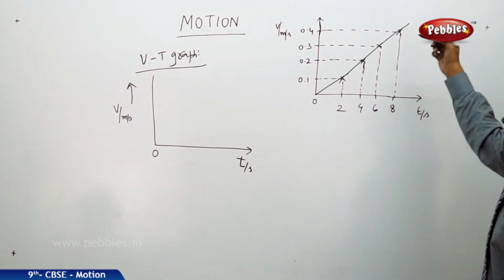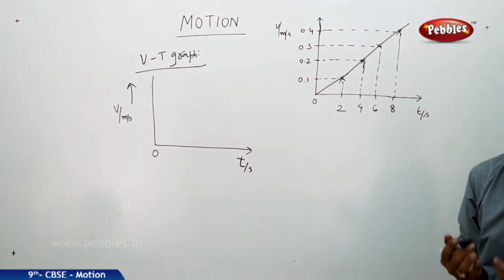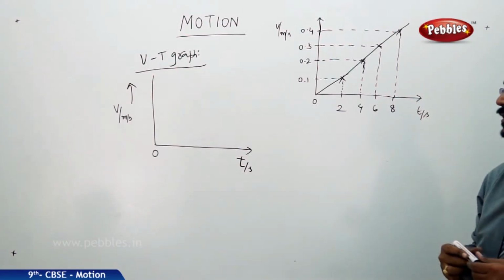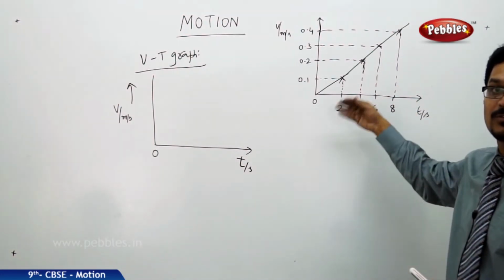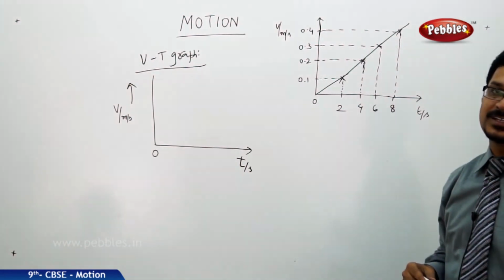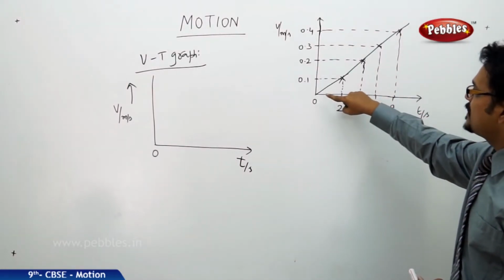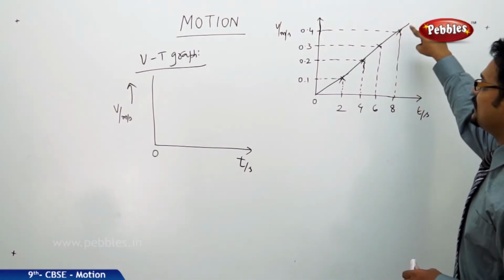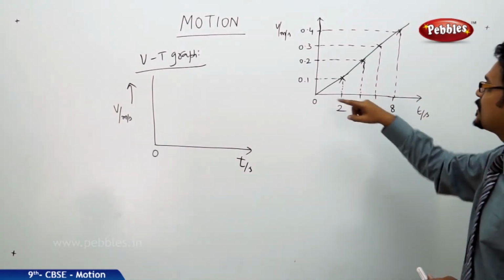So whenever the line is straight in a VT graph, what can you say about the state of the body? In the previous example, the ST graph, I told you the body is in uniform motion, and when the body is in uniform motion, its speed is constant. But if you see this graph here, the velocity is increasing uniformly. That's why you get a straight line graph.